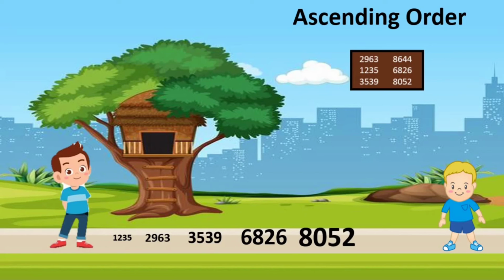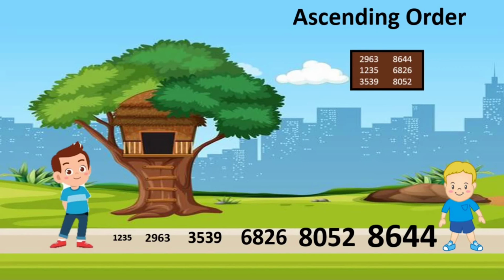And if we have same digit on the highest place in two numbers, then we compare the digit on the second highest place of the numbers. And out of them, whichever number has the smaller digit on that place is written first and the other one is written afterwards.